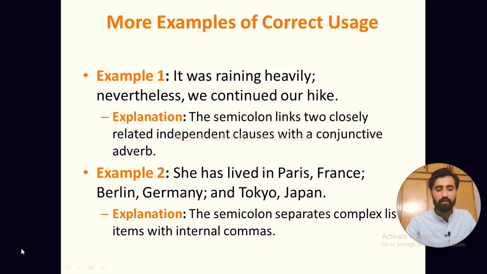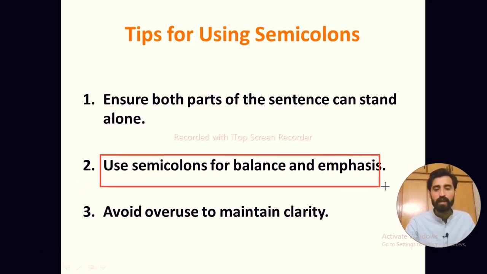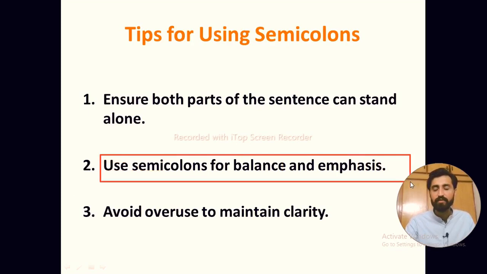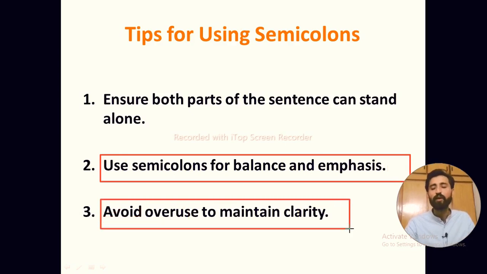Now let's talk about some of the tips and tricks to use it. So first of all, ensure both parts of the sentences can stand alone, means both must be independent clauses. The second of all is to use semicolons for balance and emphasis. Balance और highlight करने के लिए हम use करते हैं. Avoid overuse to maintain clarity. और अपने आप से इसको हमें use नहीं करने चाहिए.